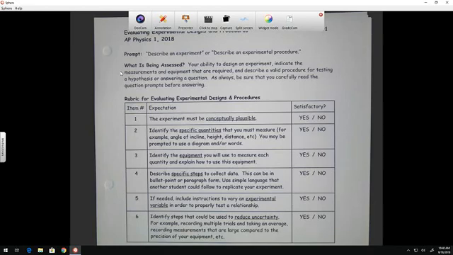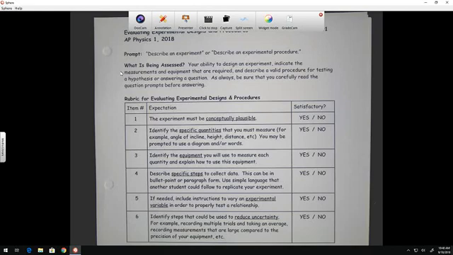We've started to put together a rubric for things to look for in writing these types of procedures, and I would encourage you to just take a look at the rubric. The points that are listed here, there are 6. You first of all have to have an experiment which is conceptually plausible. You want to identify the specific quantities that you'll need to measure. You'll want to identify the equipment that you need.